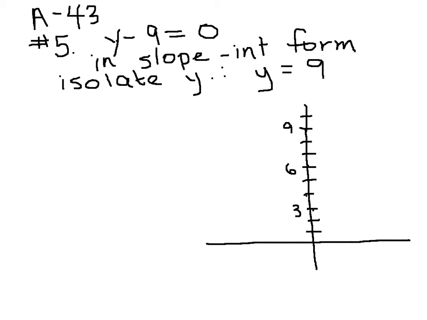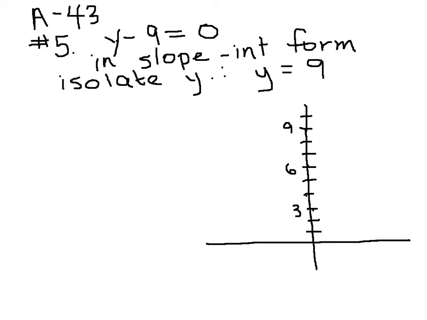Right, so I'm going to do assignment 43, number 5, and the equation is y minus 9 is equal to 0, and I'm going to find the slope of a line parallel. So remember, if a line is parallel to another line, they have the exact same slope. So if I have y minus 9 is equal to 0, I'm going to put it in slope-intercept form.